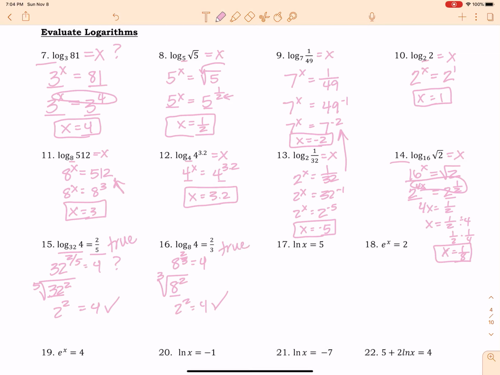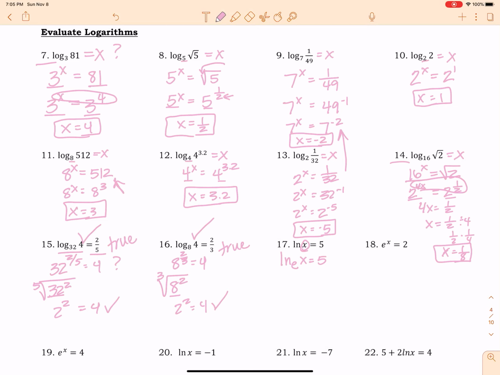Natural log x equals 5. Okay, this one's tricky. Remember, natural log is understood to be in a base of e. Remember, e is the Euler number. That's 2.718. So when I solve this one, I have to put it in exponential form because you'll notice we have a variable in this problem. It's not these kinds of problems where we're just justifying it. This one actually has a value we need to solve.